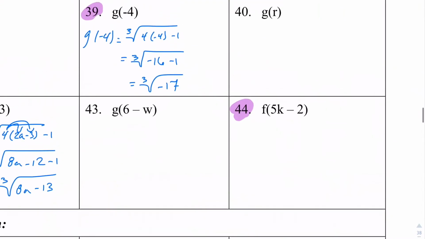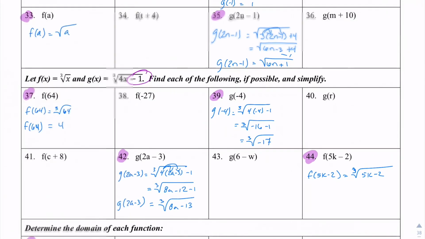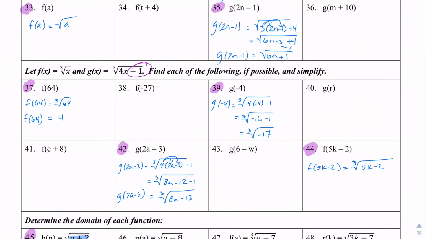And finally, f of 5k minus 2 is equal to the cube root of 5k minus 2. And that's all we can do there. Okay. So that's it for that component right there, that piece right there.